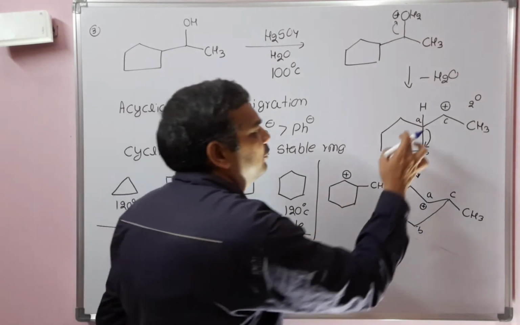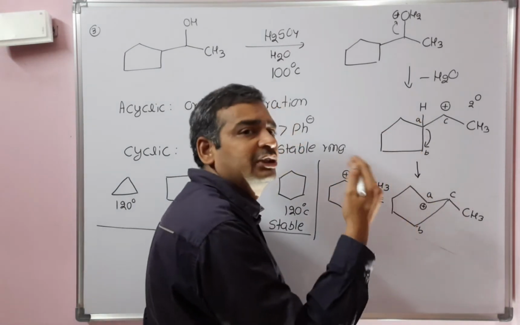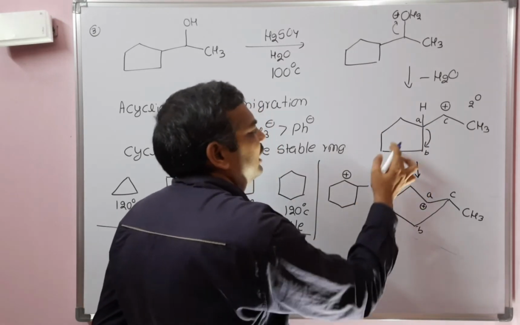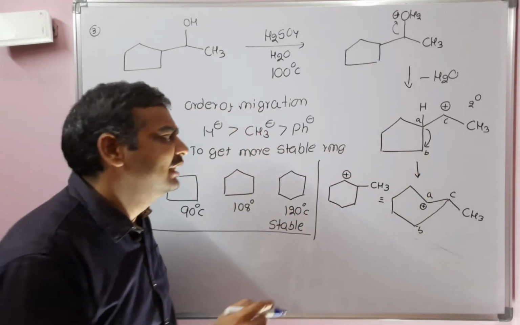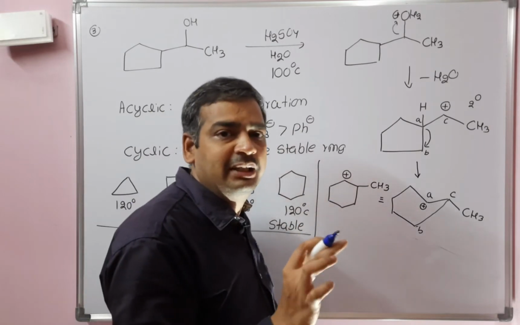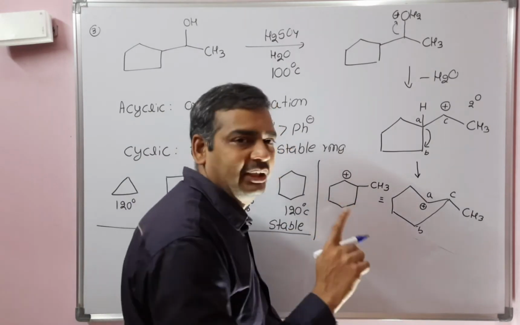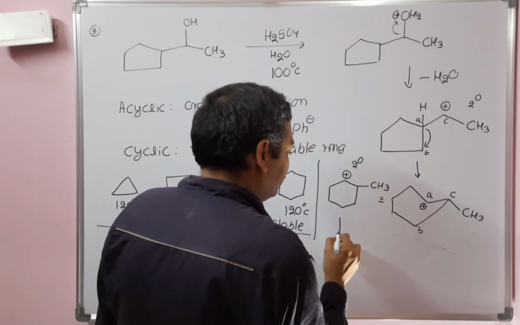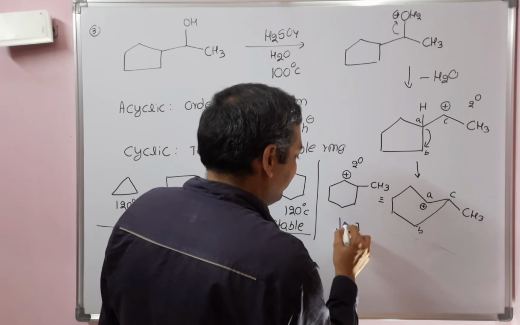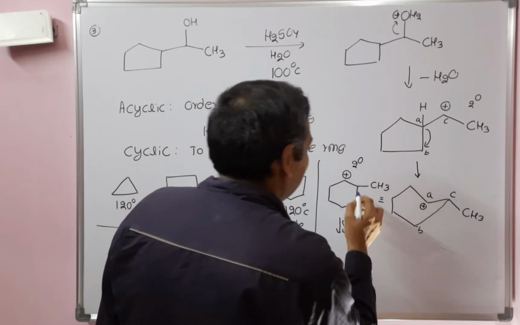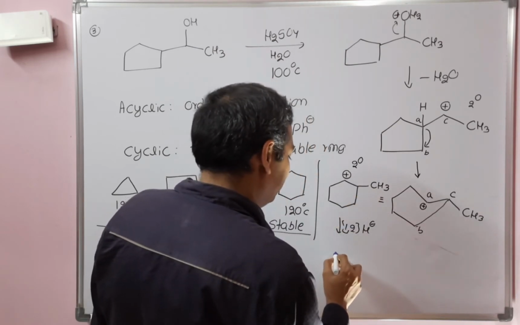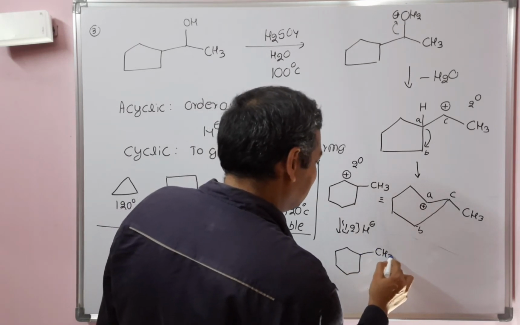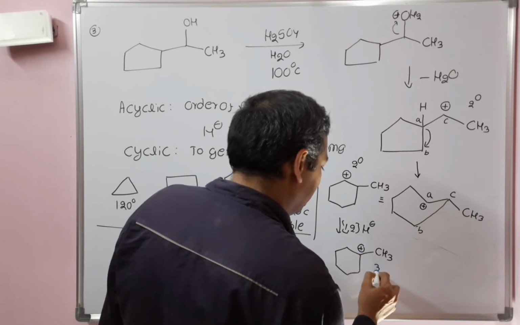So here two possibilities are there, but in a cyclic system, the shift will take place in such a way as to get the more stable ring. Cyclopentane suffers from angular strain, cyclohexane does not suffer from any angular strain. It exists in two forms, chair and boat. Now again this is a secondary carbocation. Again there is a possibility for a 1,2 hydride shift. See, a lot of mechanism is there. So from the 1,2 hydride shift, it gets converted into this. Again, it gets converted into a tertiary carbocation.